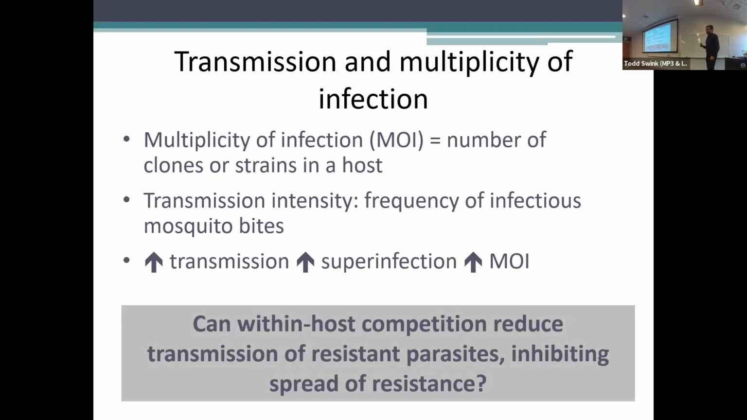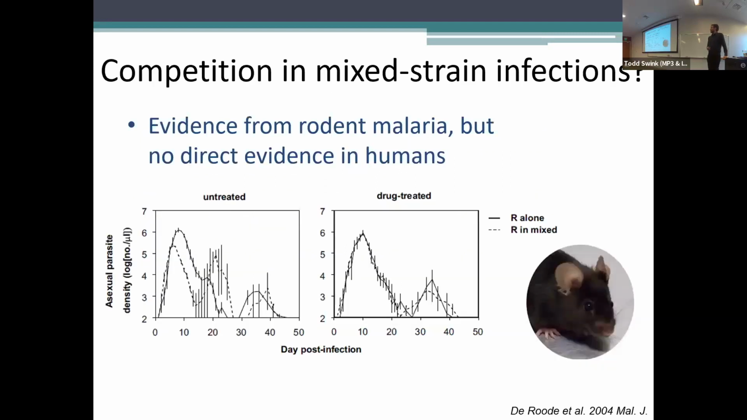So when we think about this multiplicity of infection, the question then is, can we think about interactions between drug-resistant and sensitive strains, competition between them, a very basic ecological process? Can it explain why we see this occurrence of resistance in a low transmission area and not a high transmission area? And a lot of this work started during my PhD.